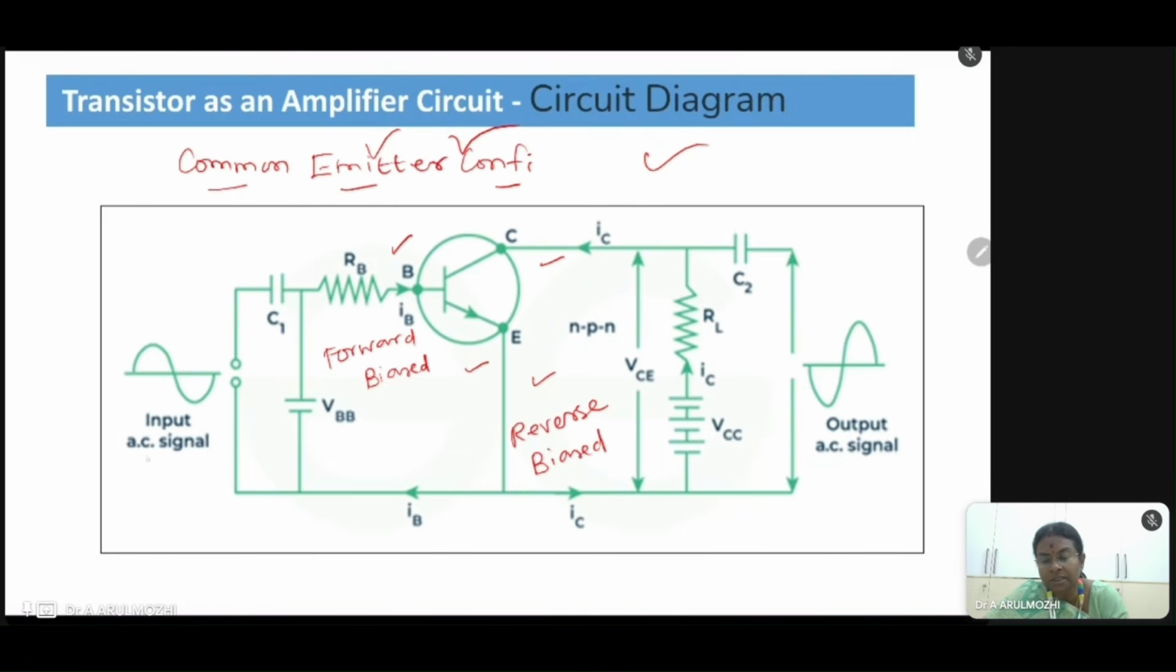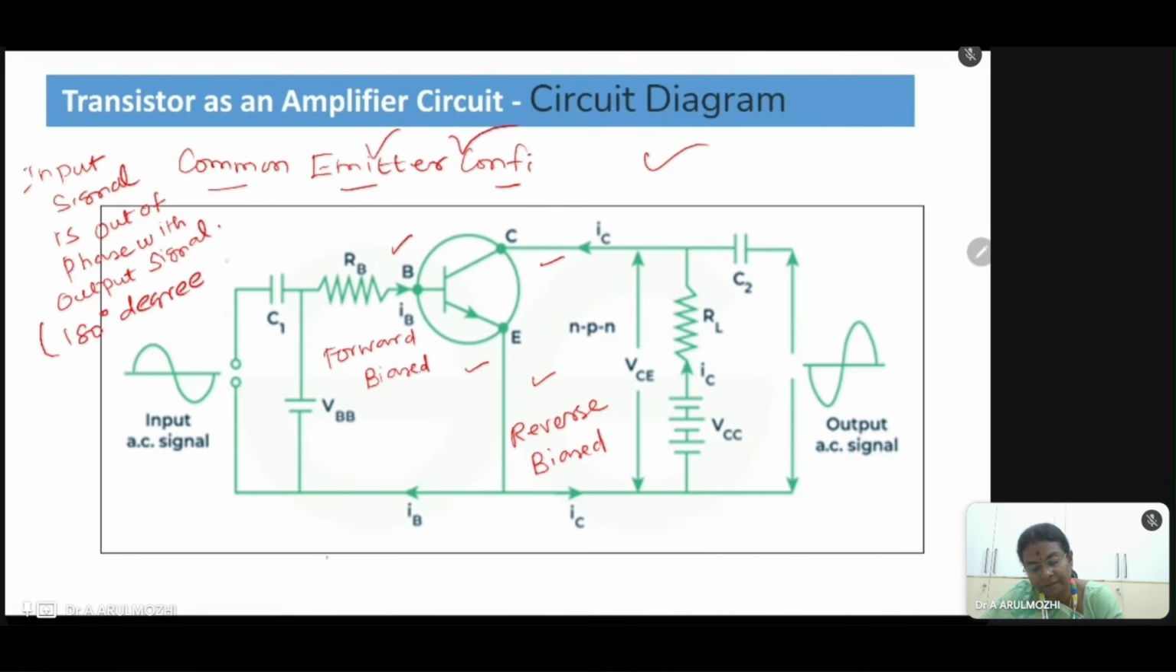Next we will see the input signal and the output signal. The input signal is out of phase with the output signal, and especially from the diagram you will be able to see a 180-degree phase difference.